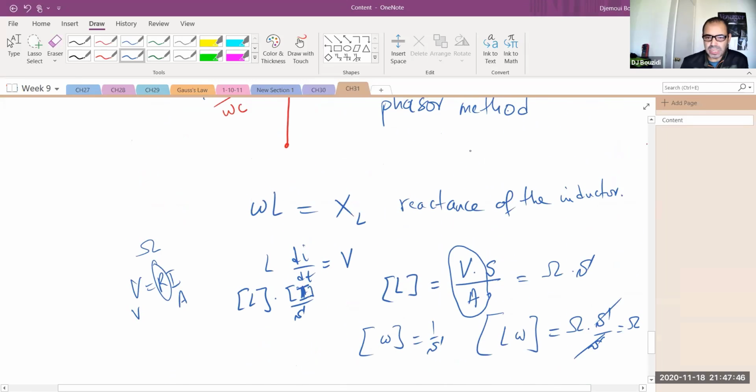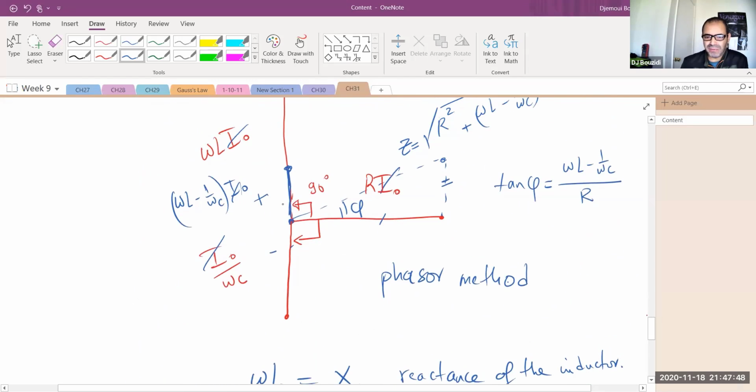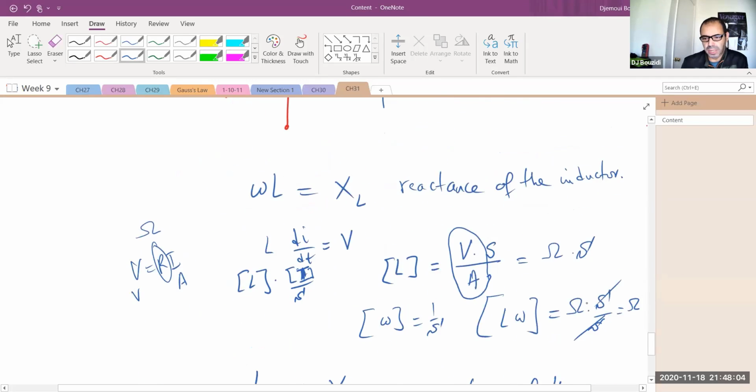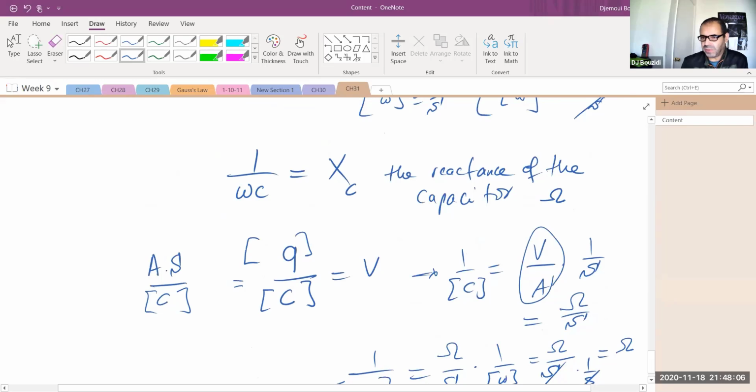So both of them in this expression, omega times L, which is XL, and 1 over omega C, which is XC, are actually like ohms. And this is an ohm minus an ohm divided by an ohm. It's a number. The tangent better be a number, because the tangent is a dimensionless number. Okay, so everything matches in terms of the units.